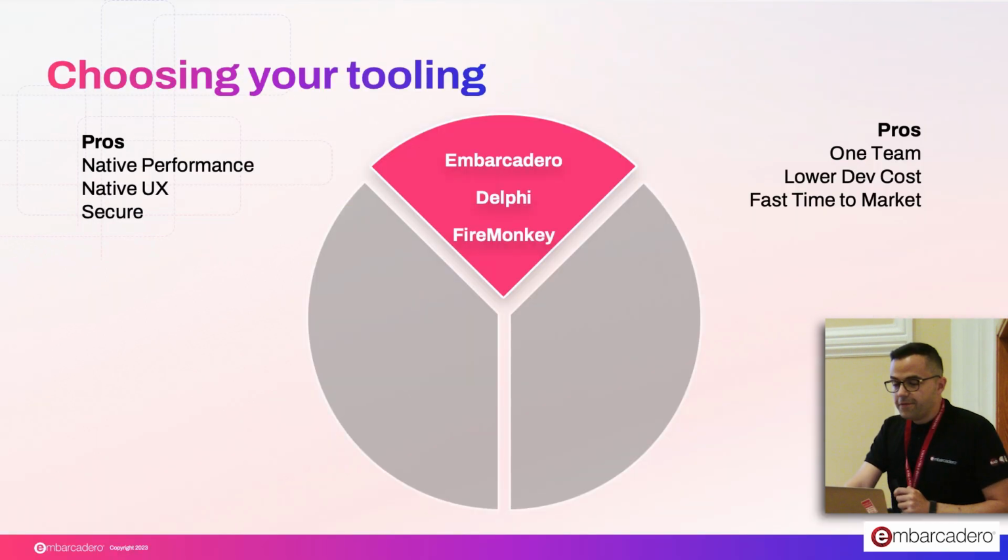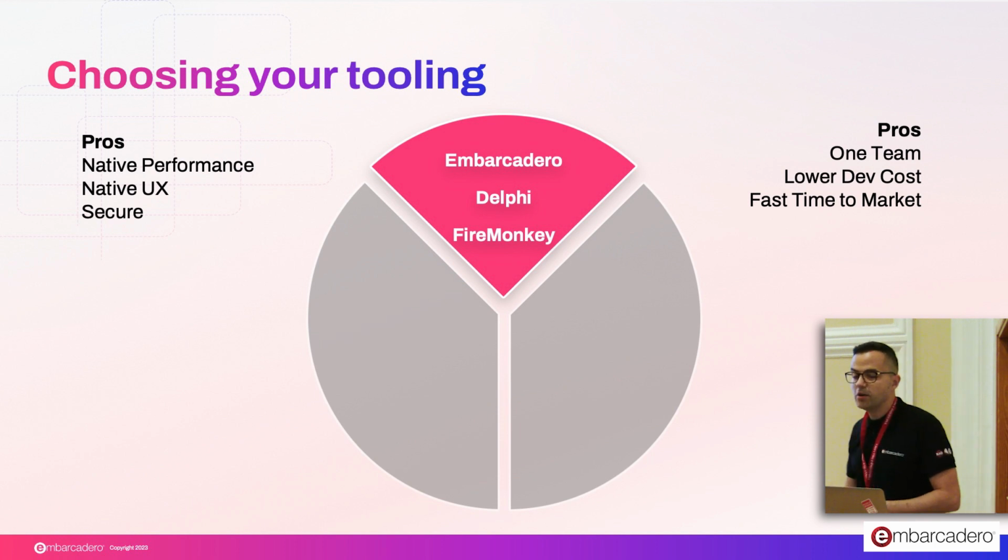But we have something that lands quite in the middle, which is FileMonkey. And we have all the pros from both worlds. We have native performance because it's compiled code. We have a native user experience because the application adapts automatically to the platform where it's being run. It's fully secure because it's compiled code. And you also need just one team, which leads again to lower developer cost, and you can get to market much faster. Sorry if I move, this is very creaky.